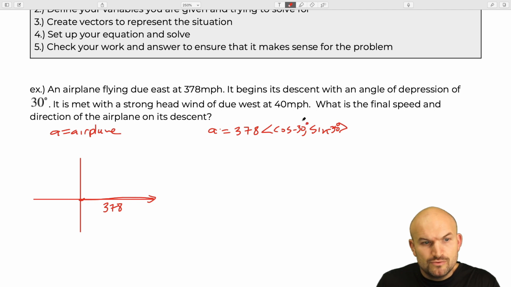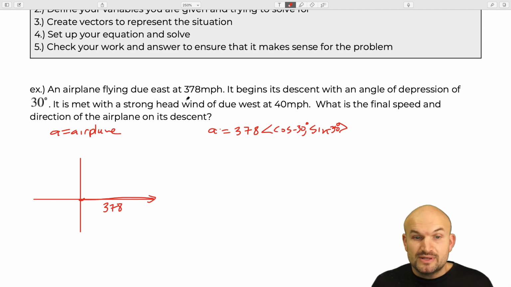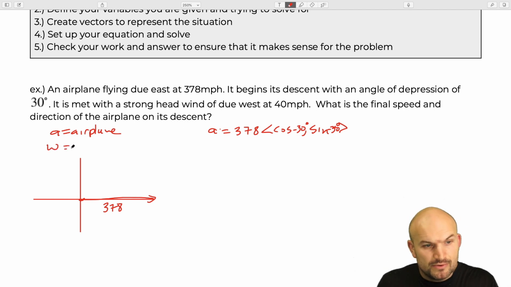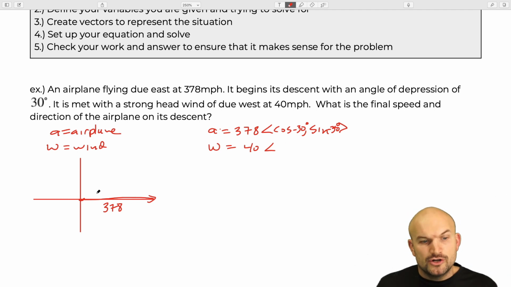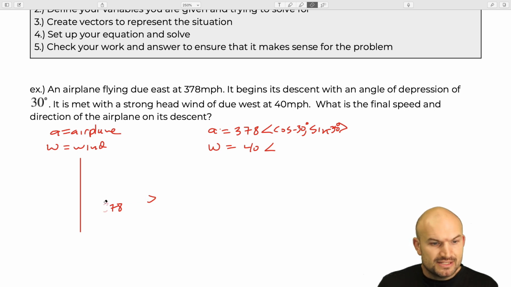Right? So it's flying due east, but it begins its descent with an angle of depression of 30 degrees. It is met with a strong wind due west at 40 miles per hour. Okay, so the strong wind due west, we could say from that. So we'll say W equals wind. So my wind is going to equal 40 miles per hour. And that, I would say, is going to be at, you can call this an angle of 180 degrees, right? So basically what we have here is it is flying due east.